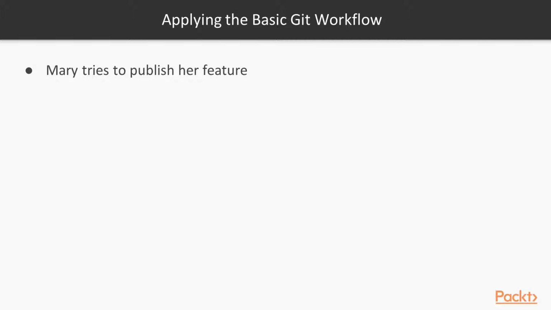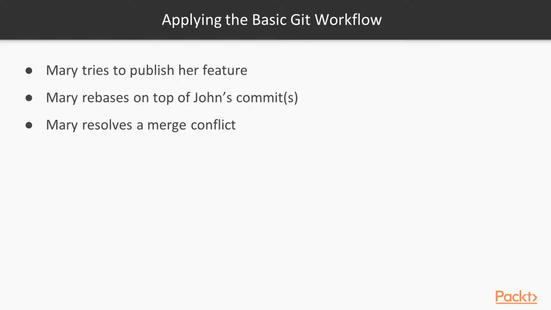And again, we're going to see some issues coming up here. I think you can see that we're going to run into some conflicts. Mary basically has to rebase on top of John's commits, the commits that he's pushed in up until that time. So Mary has to resolve the merge conflicts. So again, you're going to definitely see some conflicts as you're working through the single branch mentality here. And then Mary successfully publishes her feature once she resolves the conflicts.